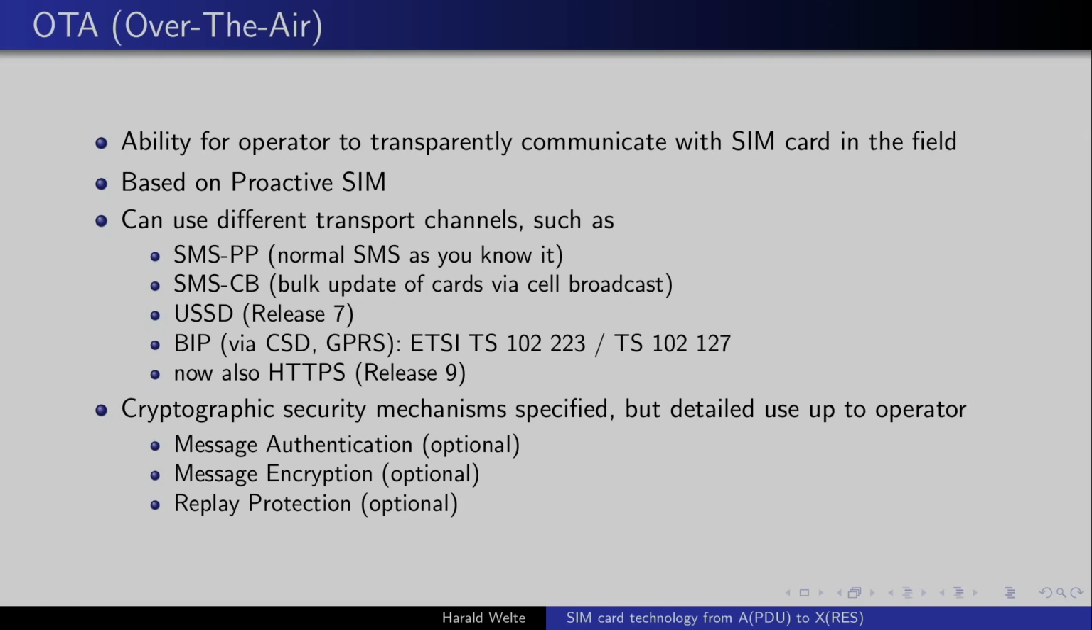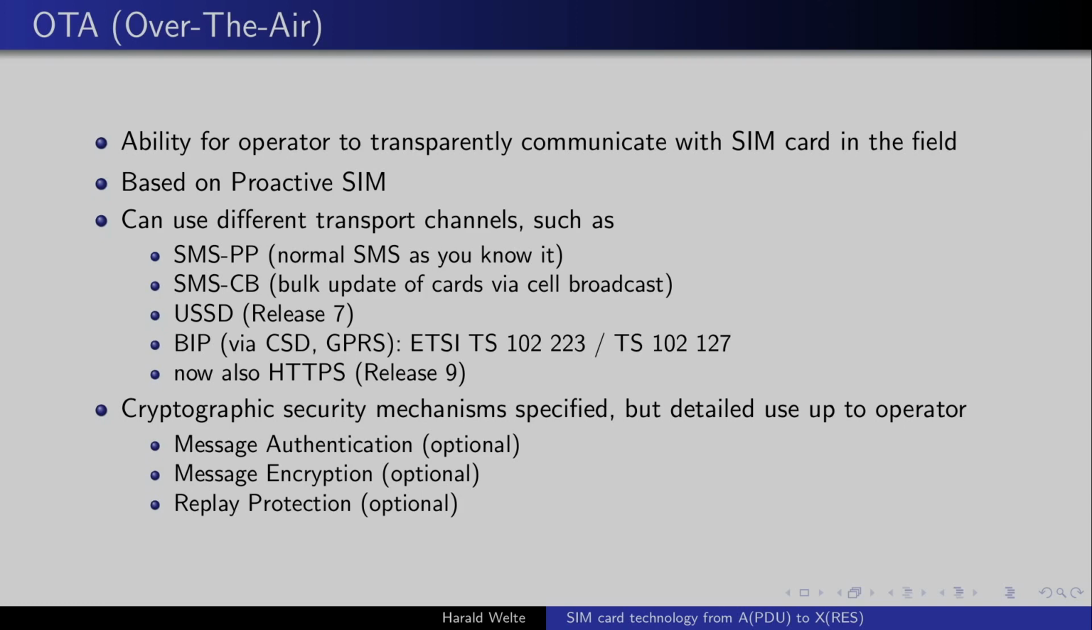It's based on proactive SIM technology, and there are many different communication channels. Some backend system at the operator can interact with a card inside the phone of the subscriber. The classic channel is SMS-PP, which is the SMS as you know. Officially, it's called SMS point-to-point. It's also possible over SMS-CB, the cell broadcast SMS, which I find very interesting.